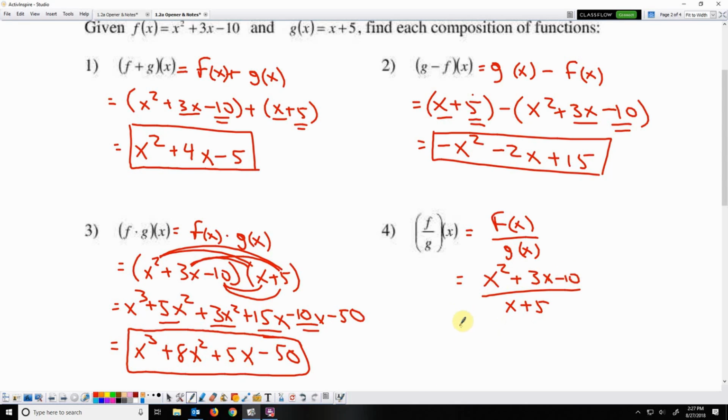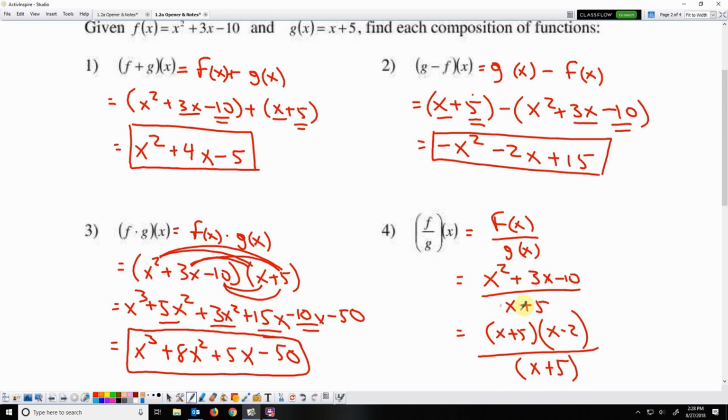I can factor that numerator, and two numbers that multiply to negative 10 and add to positive 3 are 5 and negative 2. So this will factor to (x plus 5) times (x minus 2) over (x plus 5).